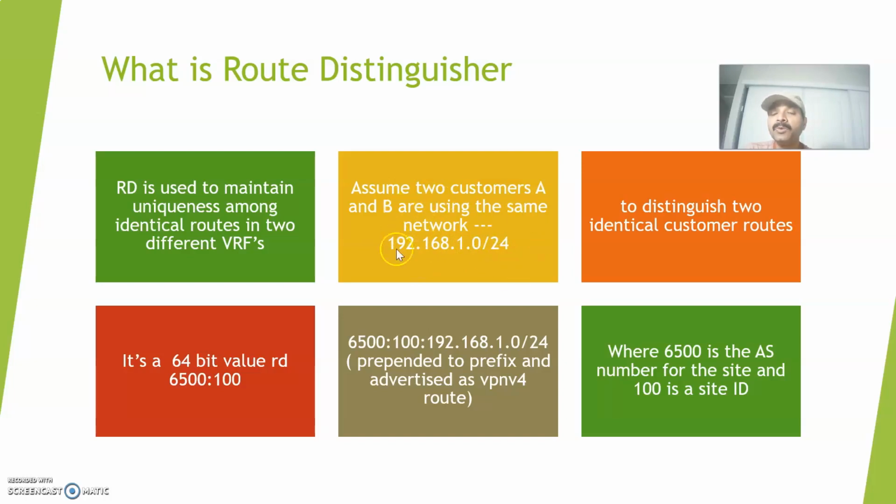So how can we distinguish and differentiate between these two customers? By assigning the RD value. Each and every customer will have a different RD value. In that way, I can distinguish and differentiate. That is the purpose, which is why we call it a route distinguisher.